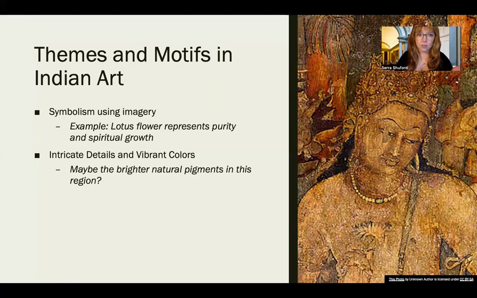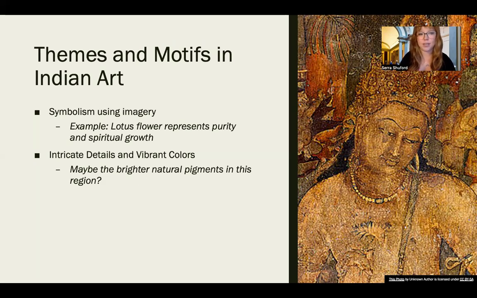So again, if you're following along with the skeletal notes, this is going to be the setup for each of the different regions. Some themes and motifs that we're going to look at within Indian artwork: we see a lot of symbolism being used, specifically through their imagery. For example, a lotus flower could represent purity and spiritual growth. And we'll get into some more specifics as well. Just even little tiny things, just note all of those little things that stick out to you.